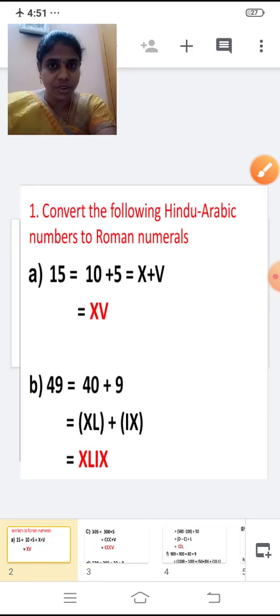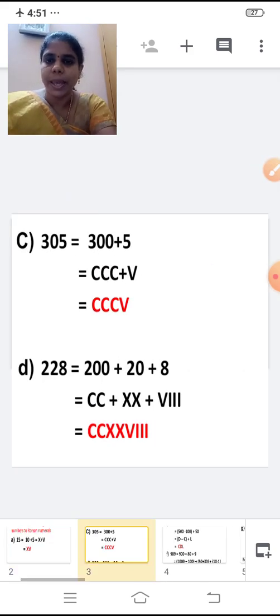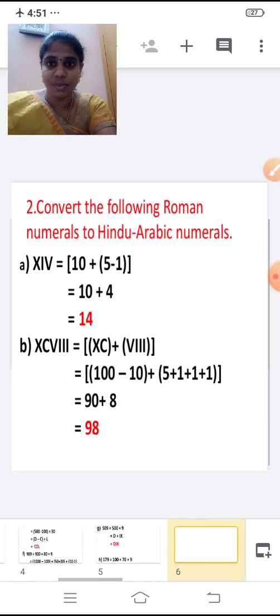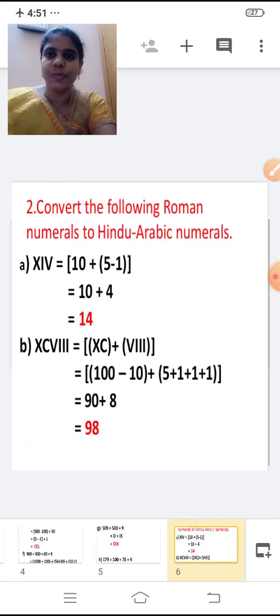See these sums, you have to copy everything in your notebook. Yes, you have to copy everything in your notebook. A, B, C, D, E, F, G, H. Next, shall we move on to the next one? Copy this in your notebook.